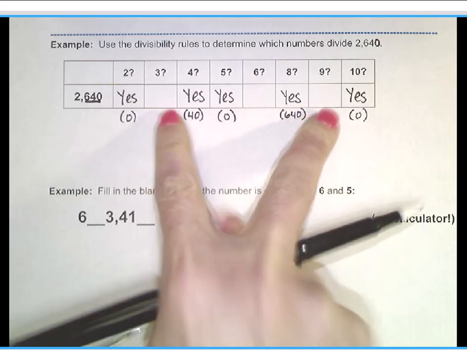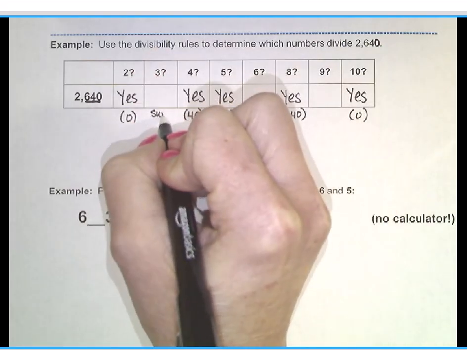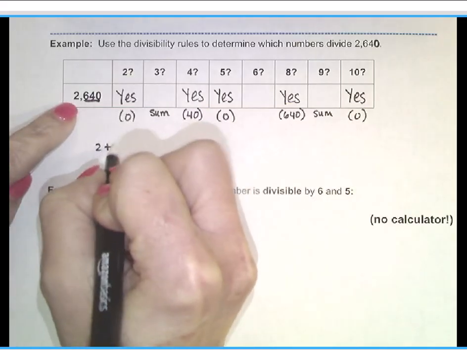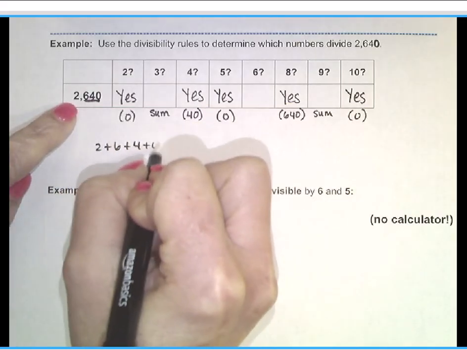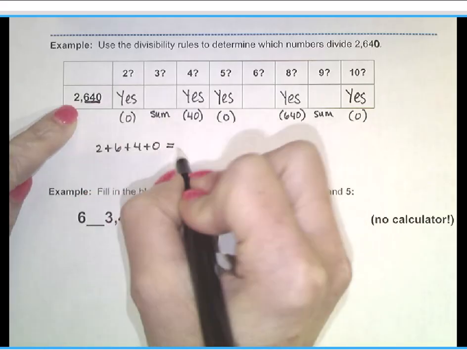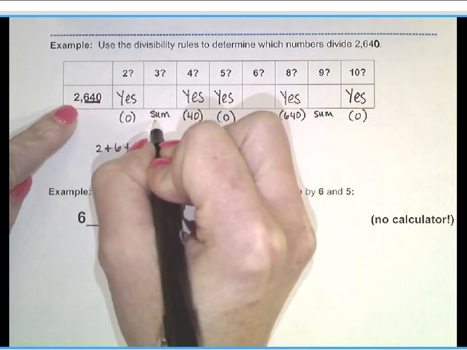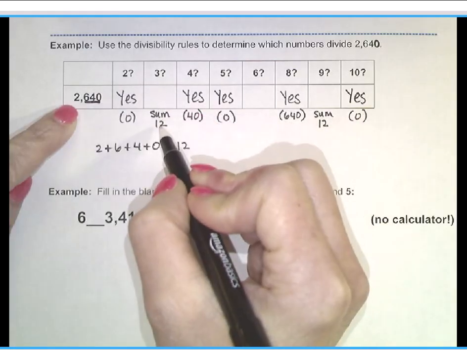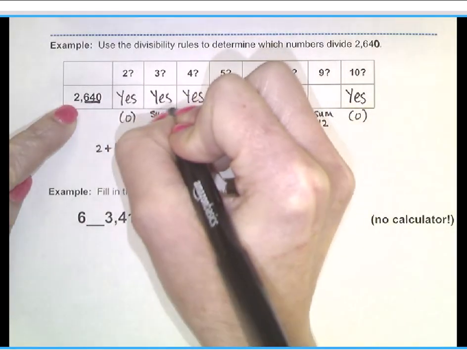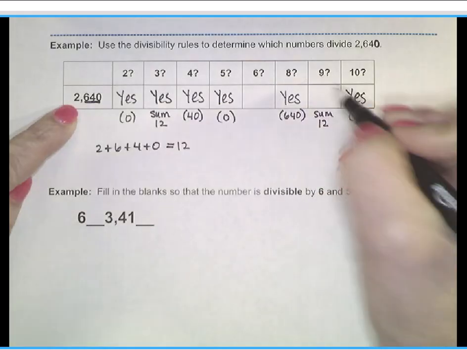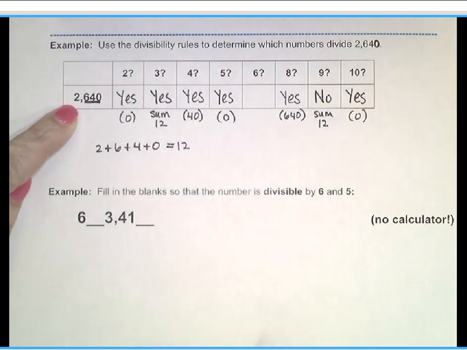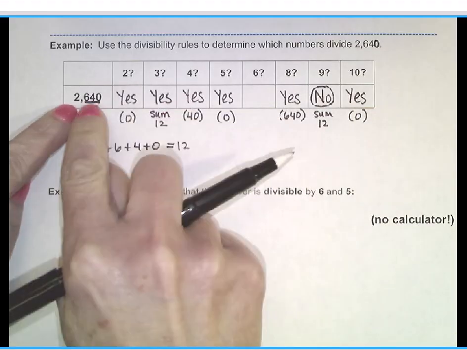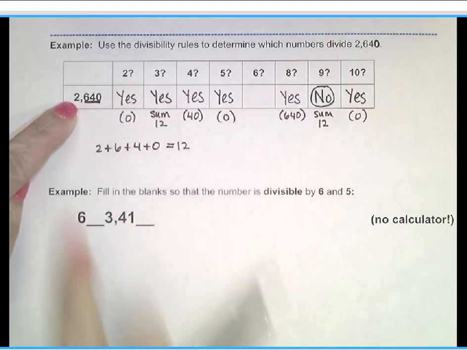Now for 3 and 9, we have to look at the sum of the digits. So let's see what the sum is. 2 plus 6 plus 4 plus 0. That sum would be 12. So we're looking at a sum of 12. Does 3 divide 12? Yes. Does 9 divide 12? No. There's our first one that's a no. So 3 will divide 2640, but 9 will not.